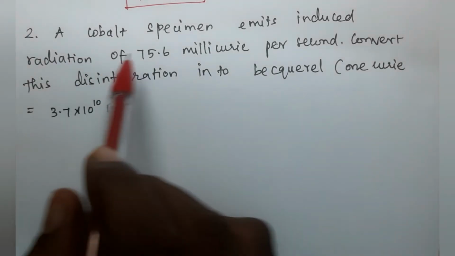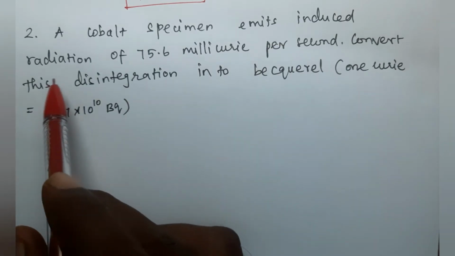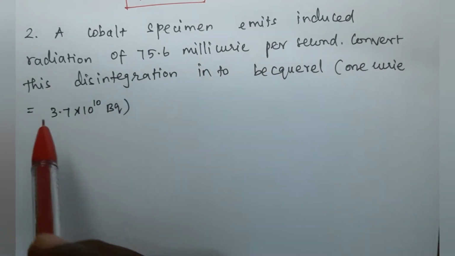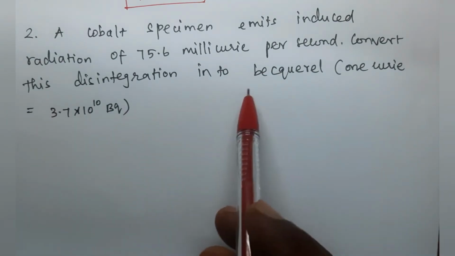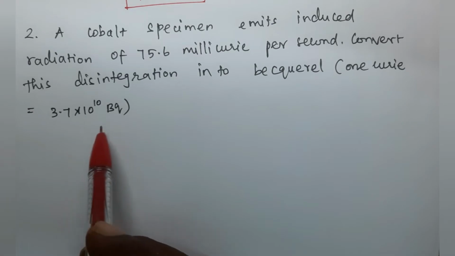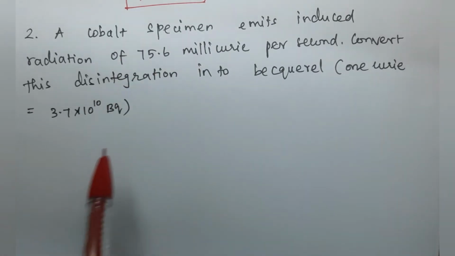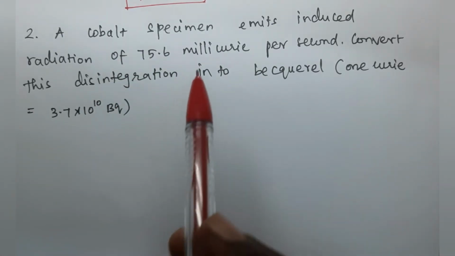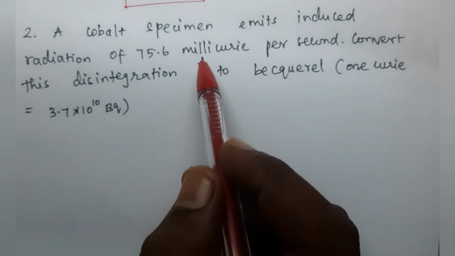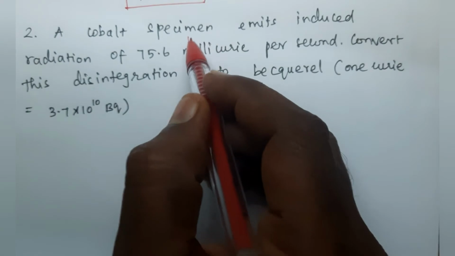Number 2. A cobalt specimen emits induced radiation of 75.6 millicurie per second. Convert this disintegration into becquerel. 1 curie is equal to 3.7 into 10 power 10 becquerel. Almost everything is given in the question itself. We have to convert this millicurie into becquerel. So milli means 10 power minus 3.